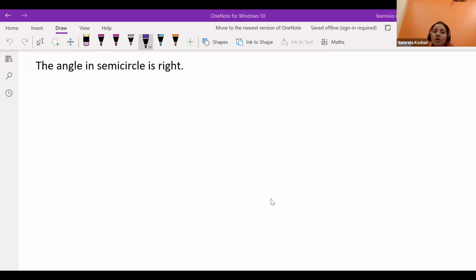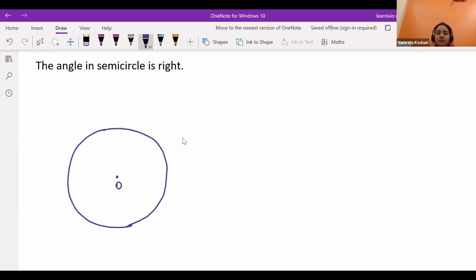So if I am asking, what is the relation between diameter and radius of the circle? Can you tell me what is the relation between diameter and radius of any circle? Radius will be half of the diameter. Yes, radius will be half of the diameter. This one is very basic. Before class 9, you have learned this concept, right? Diameter is 2 times radius, or radius is half of the diameter.